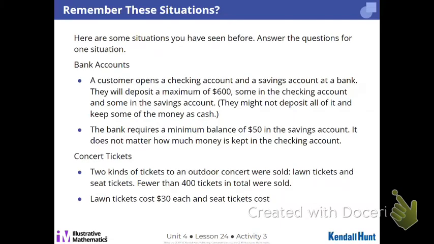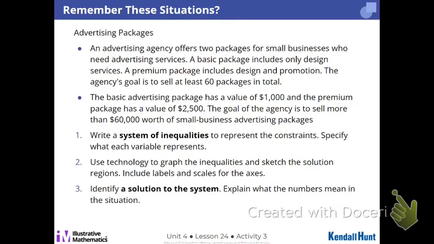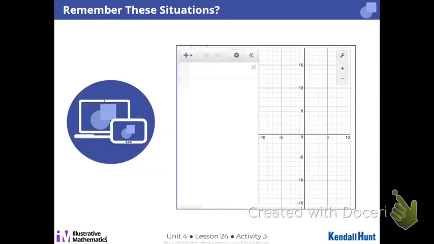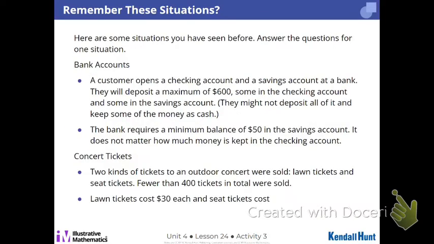Okay, so there's going to be 3 situations. Different groups are going to take different situations. So groups 1, 2, 3, 4, you're going to take the bank accounts. 5, 6, 7, 8, you're going to take concert tickets. And 9, 10, 11, 12, you guys are going to take advertising. You're all going to work on the same problems on the bottom of your notes, 1, 2, and 3. But different tables are going to do different situations, okay?